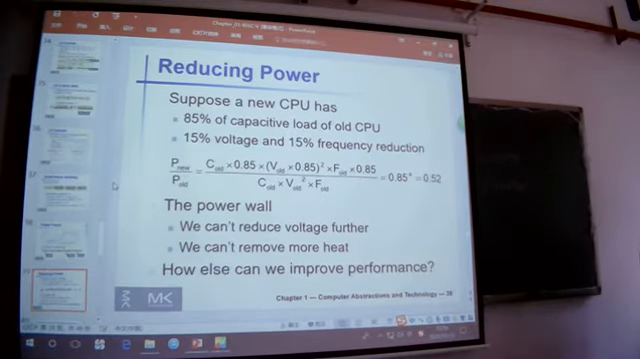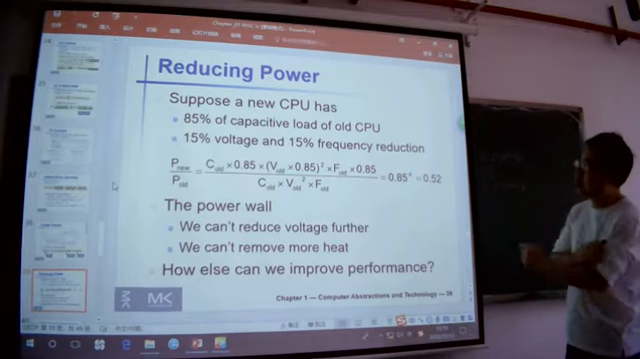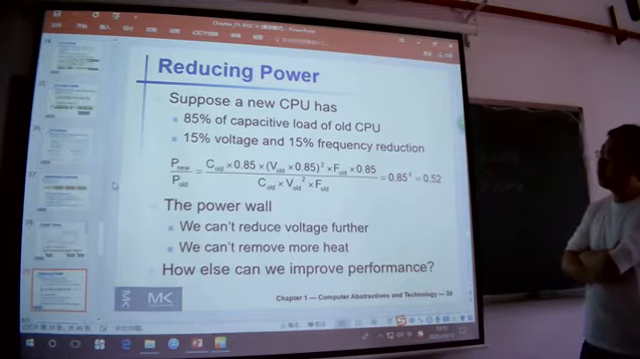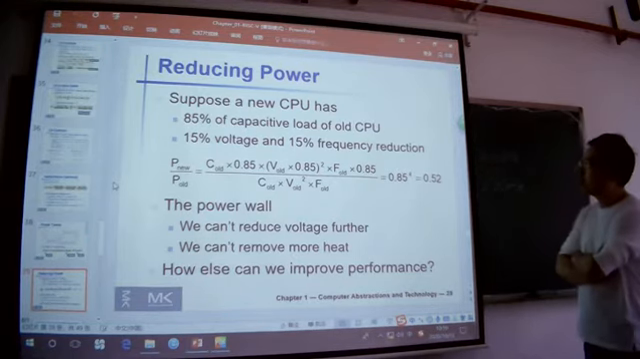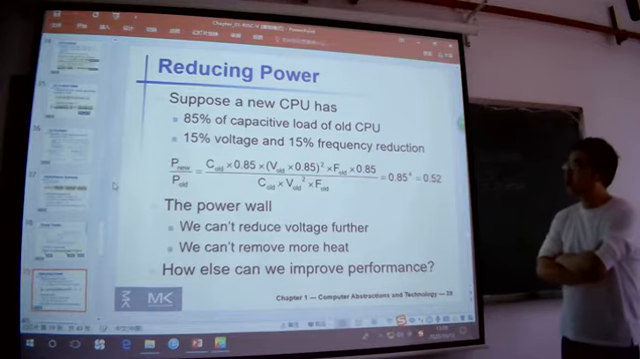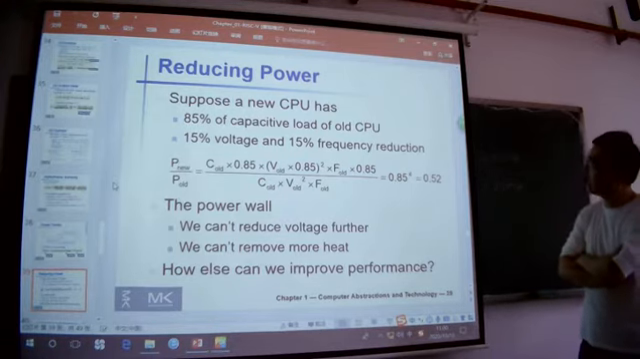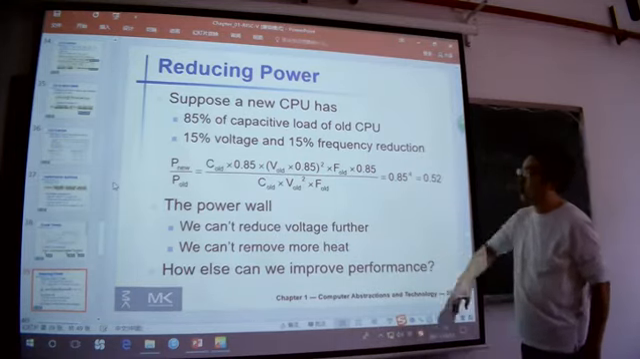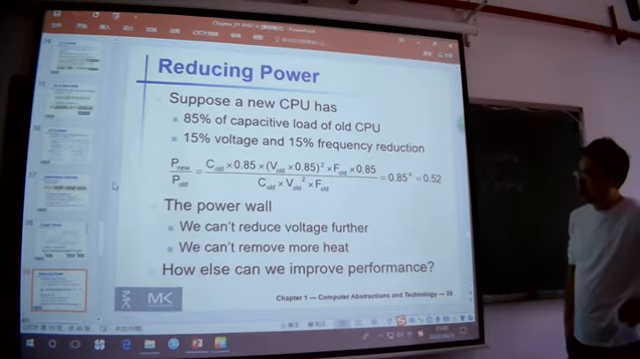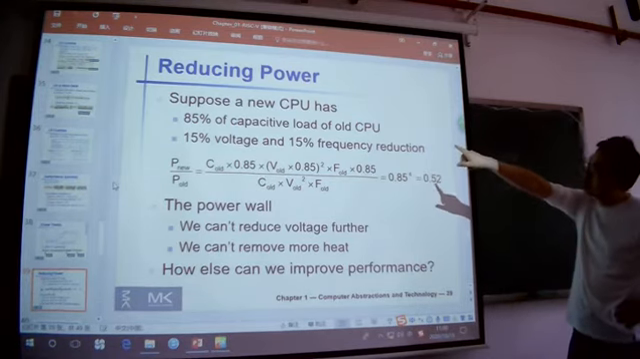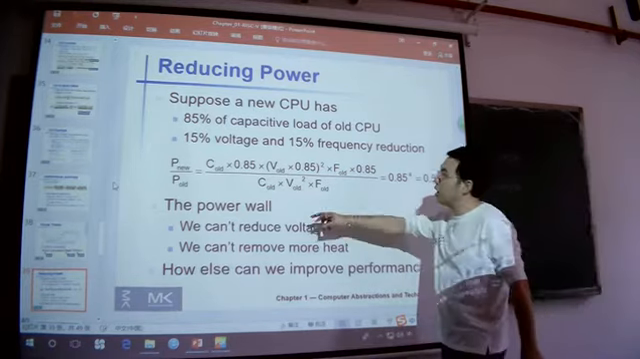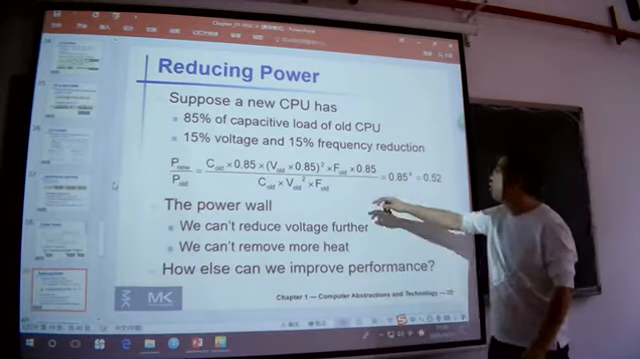Okay, we want to reduce power. We suppose a new CPU has 85% of the capacitive load of the old CPU, 50% voltage, and 50% frequency reduction. So the power wall: we can't reduce the voltage further, and we can't remove more heat. But the new CPU's power can be reduced because of the 50% voltage and 50% frequency reduction.